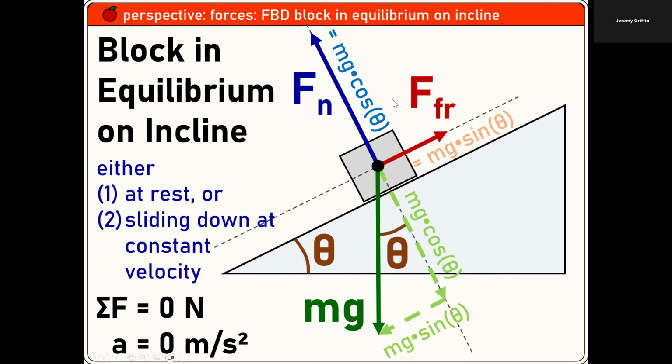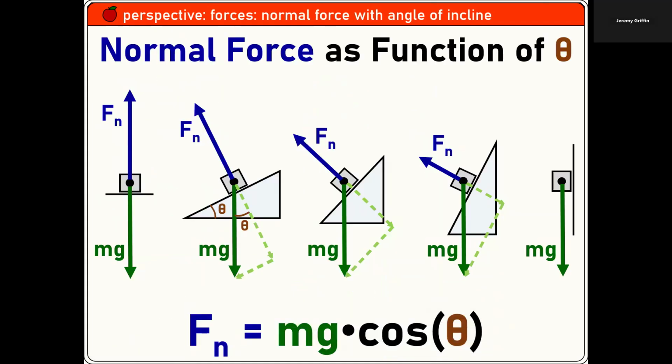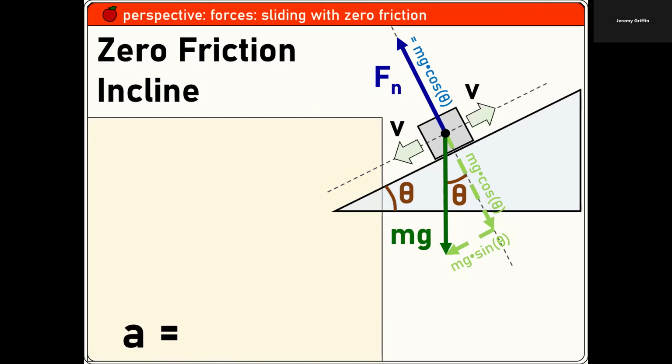Is the normal force equivalent to mg cosine theta? Yes. And what's the friction force equal to? mg sine theta, as long as it's in equilibrium. That makes sense.